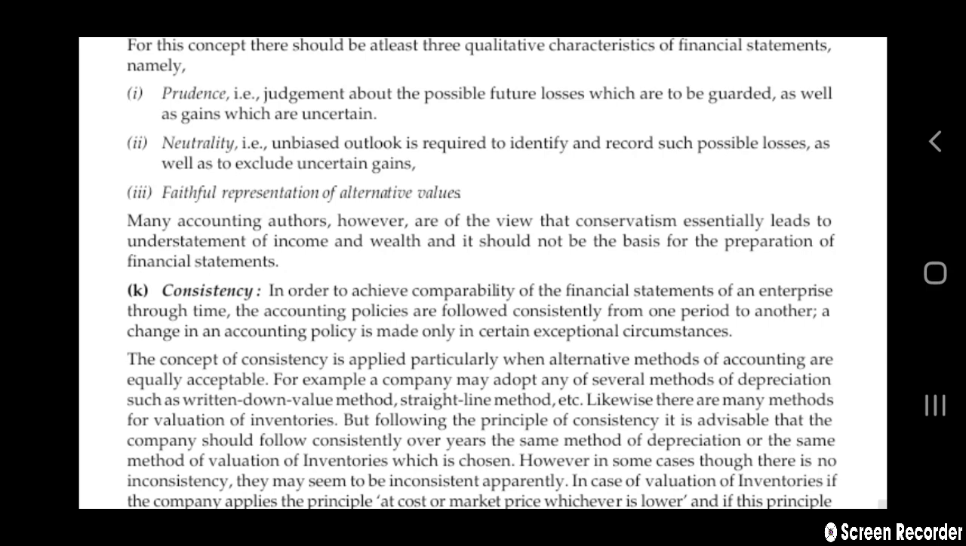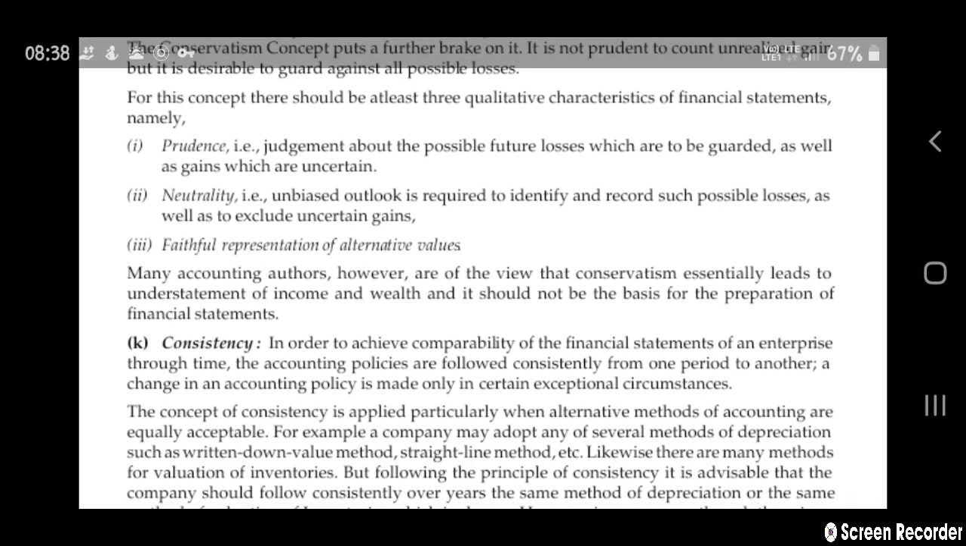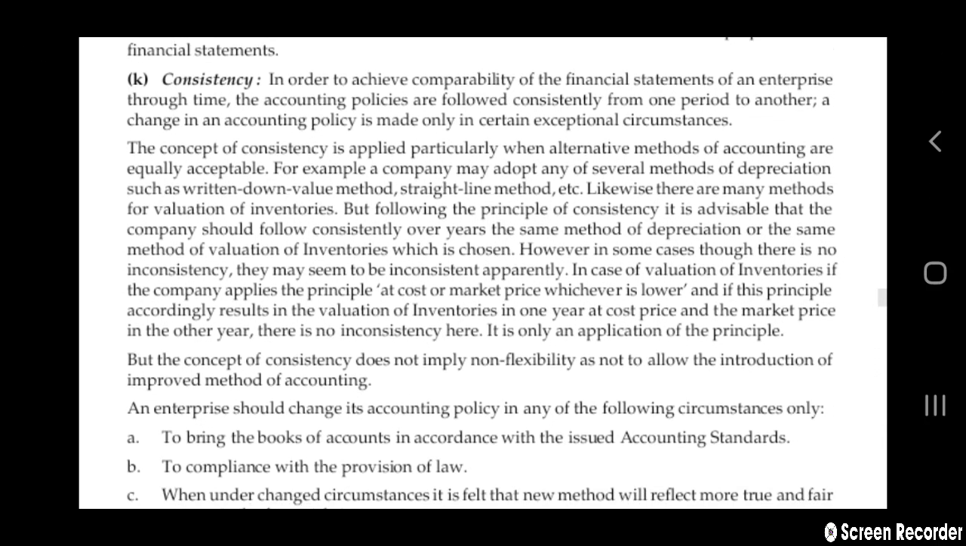Next, neutrality, that is, an unbiased outlook. An unbiased outlook is required to identify and record the possible losses as well as exclude uncertain gains. That helps them know about the uncertain gains and possible losses. That will be neutrality. Next, faithfulness, that is the representation of alternative values. Representation of alternate value is called faithfulness.